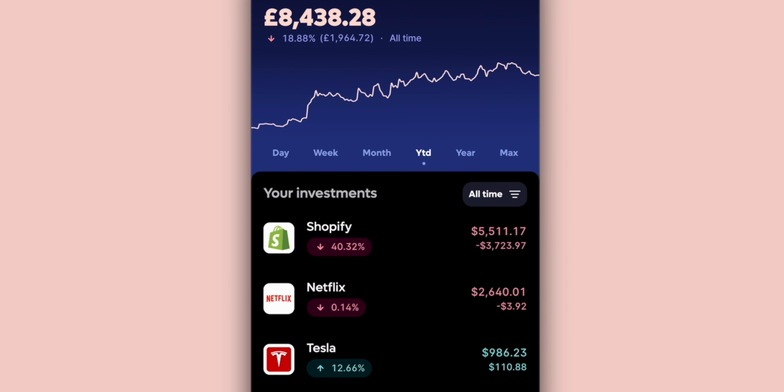And so we can see the three companies that I have. My largest weight is still that of Shopify, currently down 40%. That percentage will drop a little bit now that I've bought in at a lower value. Next in is still Netflix, currently down 0.14%, so actually Netflix has been increasing recently. And then we have Tesla, currently up 12.66%, so overall down 18.88%.